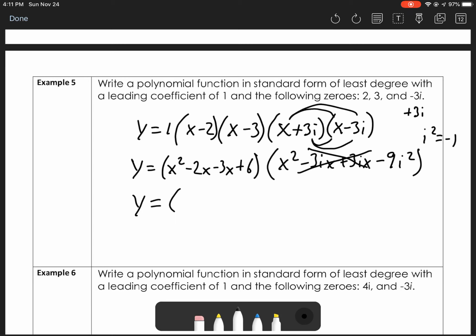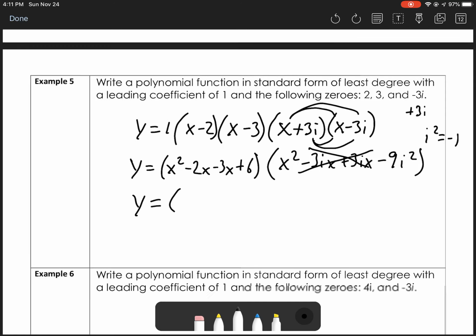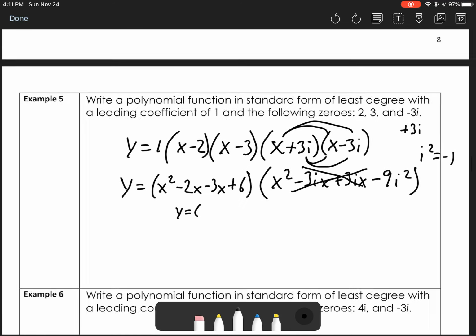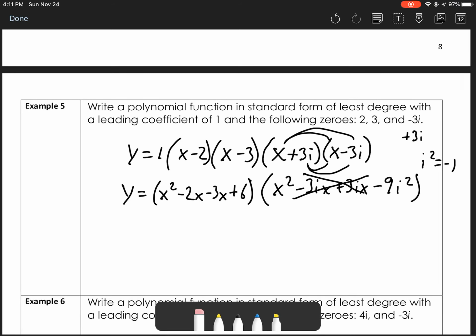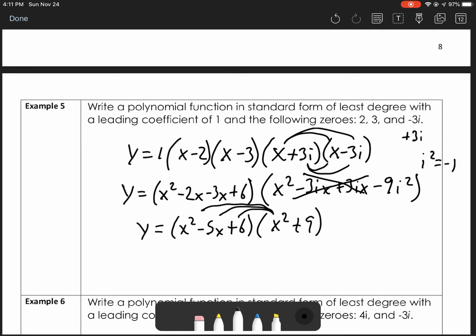So let's simplify this first parenthesis on the left. We get x squared. Let me just erase that really quick. It's going to be x squared minus 5x plus 6. And then on the right, we're going to end up with x squared. Negative 9 times i squared is going to become plus 9 because of the i squared. And now it turns into a problem that we're more familiar with, where we just need to distribute each term in the right parenthesis to each term in the left parenthesis.